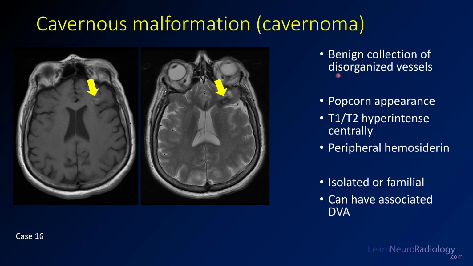These are benign collections of disorganized vessels, although they do have a risk of hemorrhage. The risk of hemorrhage is a little bit less than 1%. The familial ones are a little bit on the high end of that range, like 0.5 to 1%. The spontaneous ones are a little bit less than 0.5%. The familial ones are associated with genetic malformations of the CRIT gene. So if you see that, that can be a question that you can sometimes see. If you have a developmental venous anomaly next to it, so an abnormal kind of tree-like branching venous structure, that can also help you clinch the diagnosis of cavernous malformation.